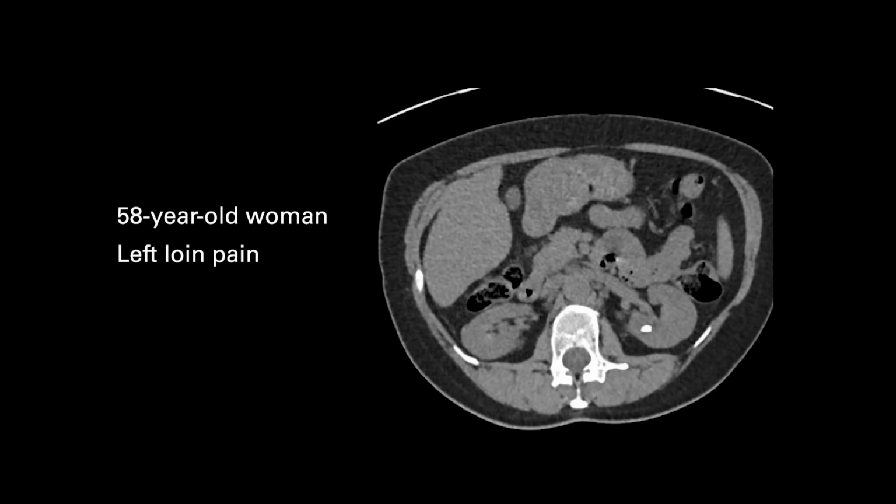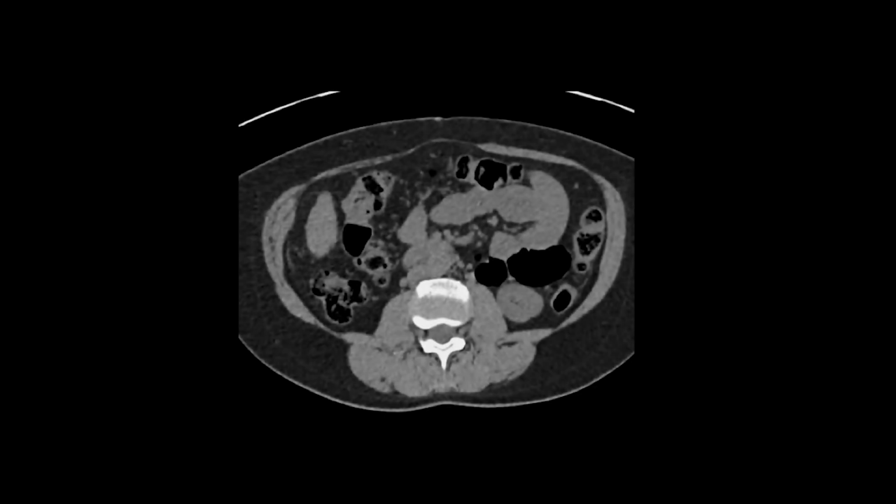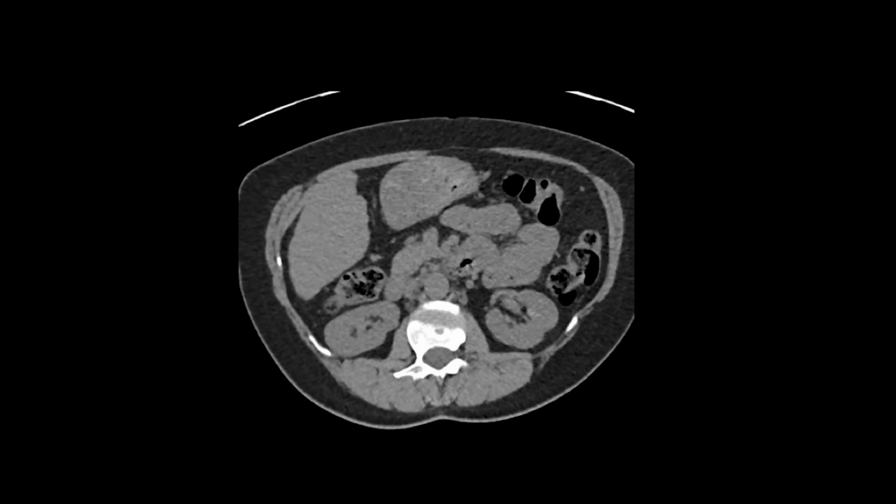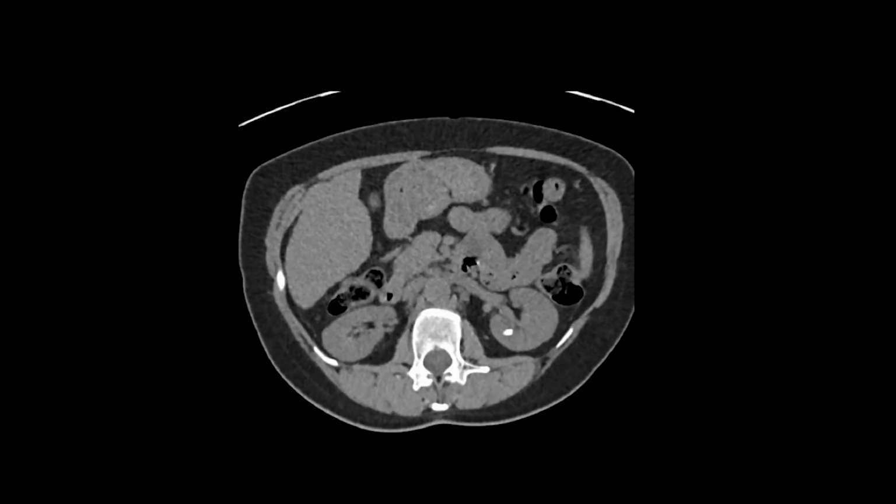So this is a case of a 58-year-old lady who presented initially to colleagues with left-sided loin pain. I'm going to take you through the CT scan now, and I want you to focus on the left kidney. You can see in the left kidney there that we have an area of calcification just medially and in the interpolar area, which looks like some stone.